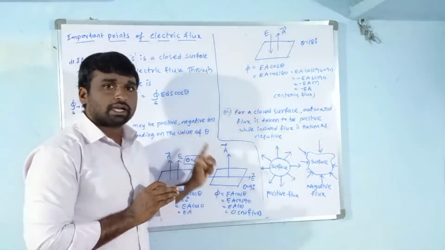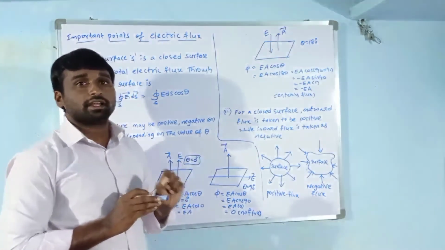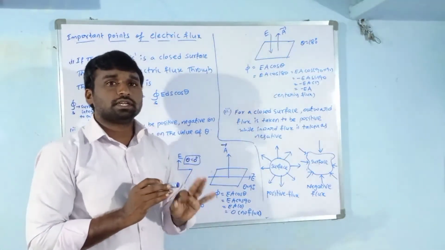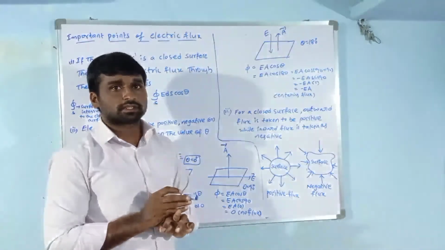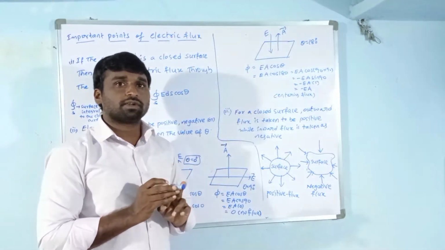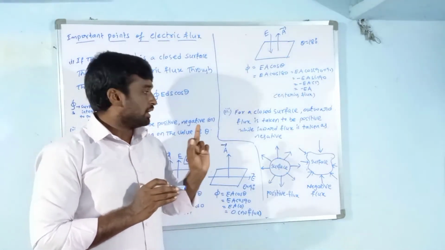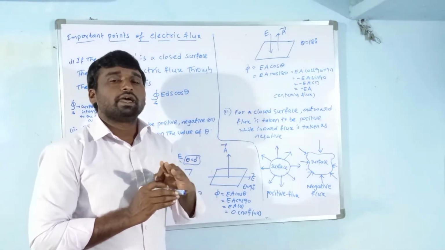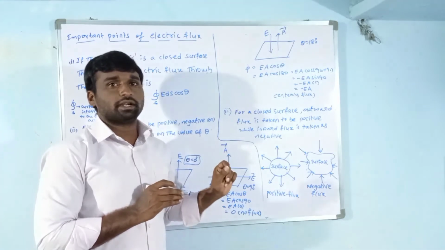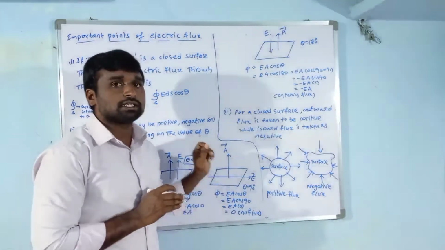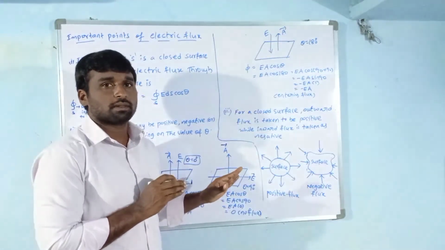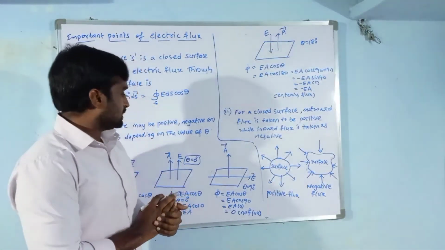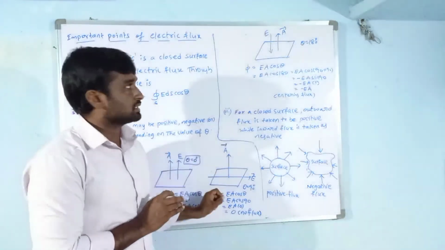So when will we get the maximum? When the area vector and electric field are both in the same direction. In that condition, we will get maximum electric flux. When the area vector and electric field are both in perpendicular directions, in that condition we will get 0 flux. We have no flux linked with that area element at that time. So the flux is 0.